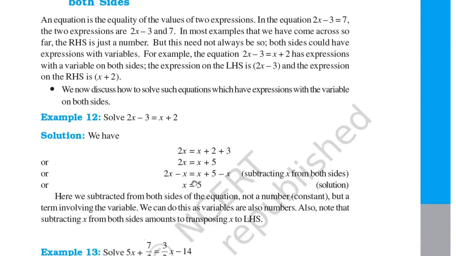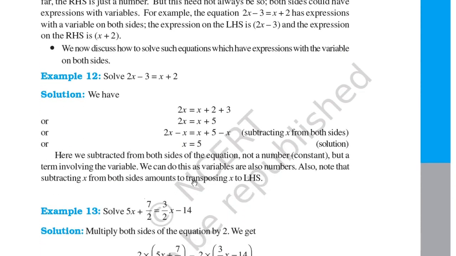So we are going to solve example number 12. 2x minus 3 is equal to x plus 2. So you can see here 2x minus 3. They have transposed minus 3 here, so it becomes positive 3. So 2x is equal to x plus 5. 2x minus x. So they are transposing this x to the LHS. So it comes here, and it becomes x is equal to 5.